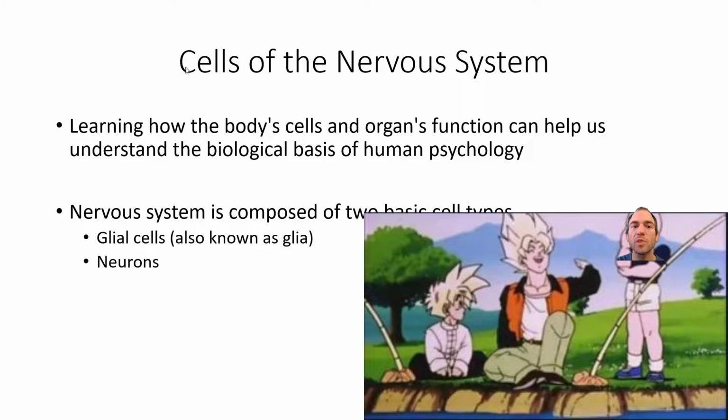Cells of the nervous system. Learning how the body's cells and organs function can help us understand the biological basis of human psychology. The nervous system is composed of two basic cell types: glial cells, also known as glia, and neurons. The point here is that behaviors don't occur magically. They're related to specific neurological activity in certain brain systems and also different genetic systems, which we're not going to go into depth about in this chapter, but it's the same principle. So really, understanding the biological basis of human behavior.